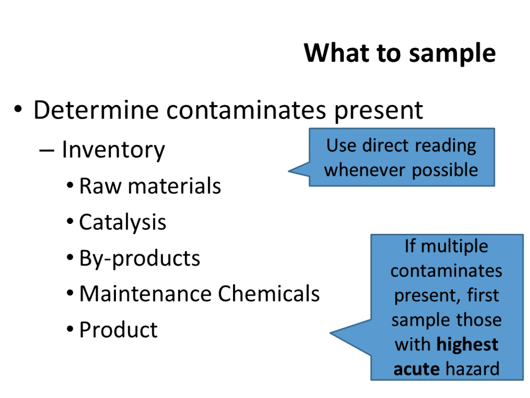What to sample? So we definitely know what's there, our raw materials and our catalysts. Our byproducts are usually the hardest ones to sample because we're not quite sure what they are. We do have chemical and process engineers that help us with that. What chemicals are used in maintenance and cleaning, as well as, of course, what's the ultimate product of the operation in which we're in.